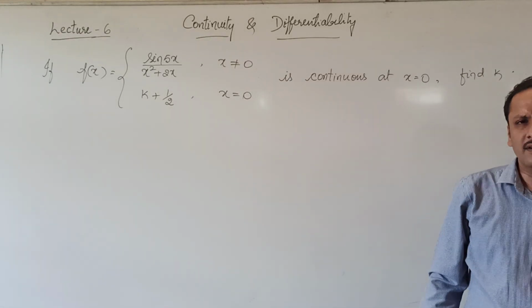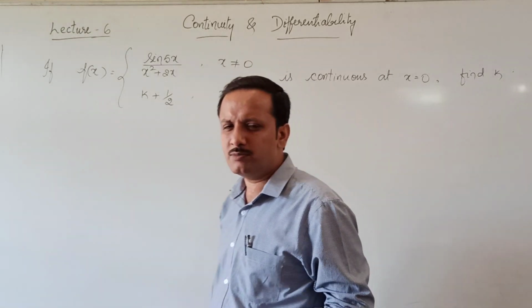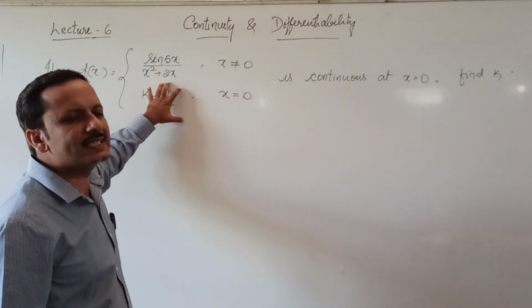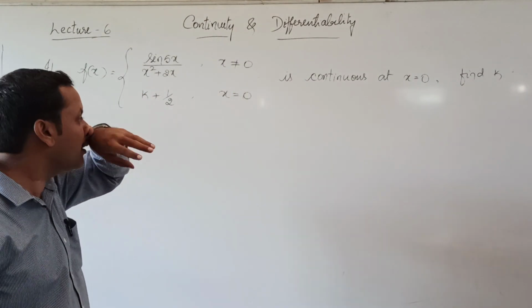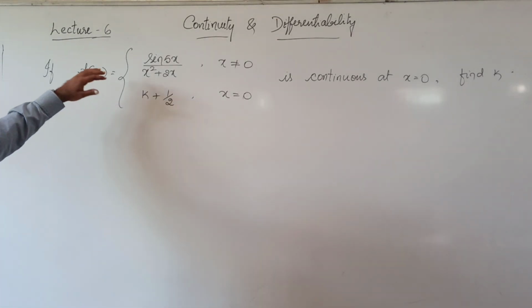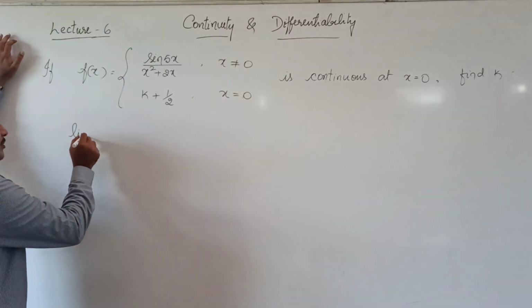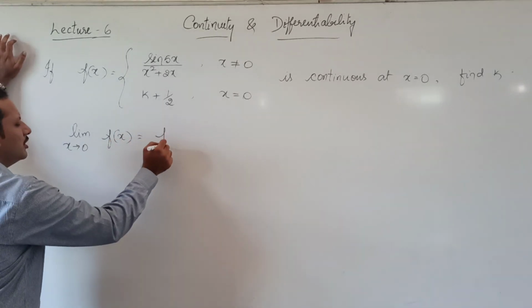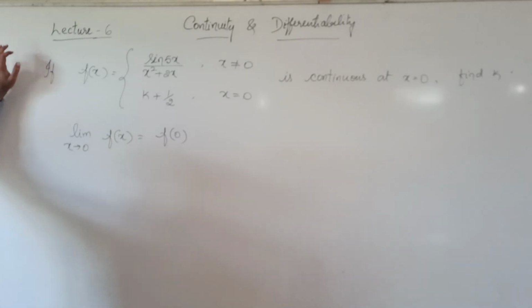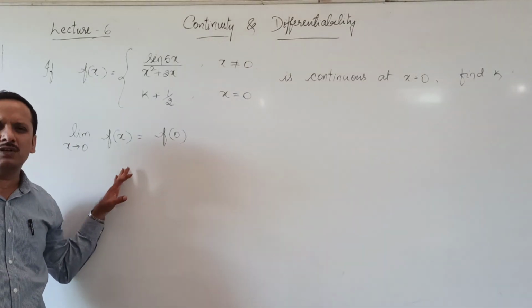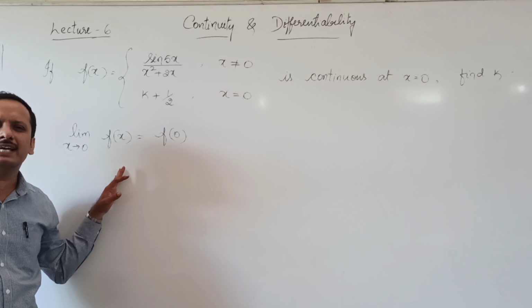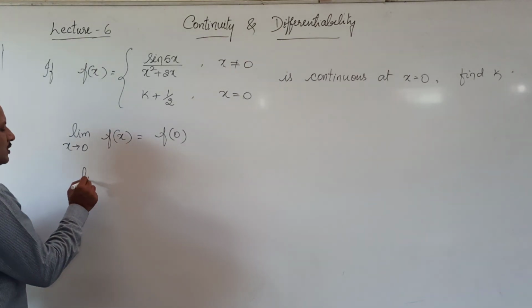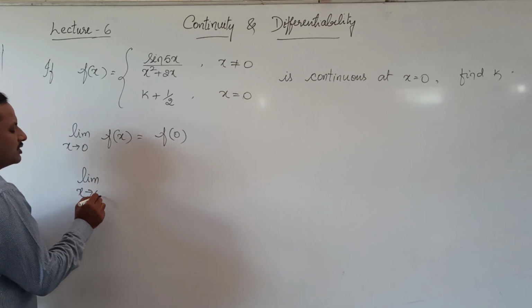So, very much similar to the earlier problems. If f of x is given by this function, defined like this, this is continuous at x equal to 0, then what is the value of k? Well, if it is continuous at x equal to 0, immediately I can write that limit x tends to 0 f of x is equal to f of 0. If f of x is continuous at x equal to 0, by definition we can say limit x tends to 0 f of x is equal to f of 0. So limit x tends to 0 f of x.